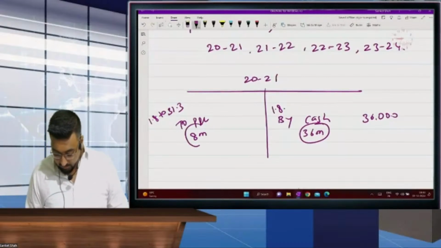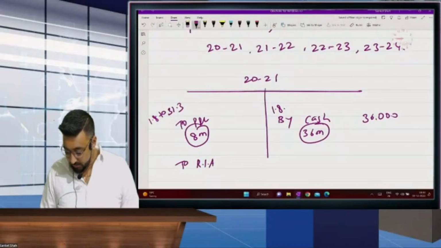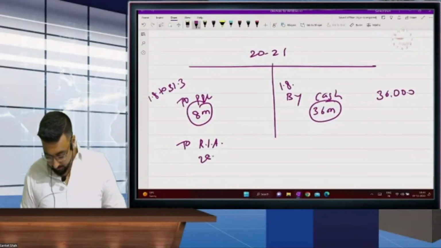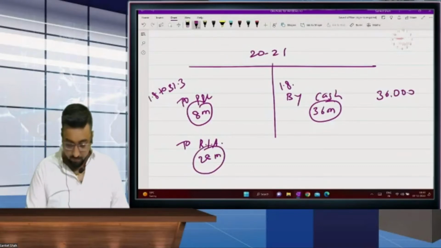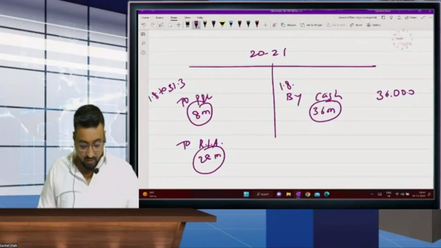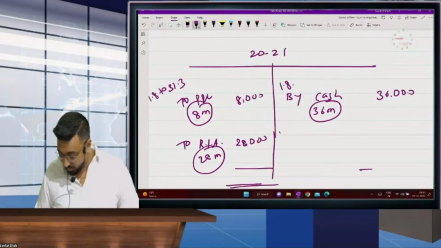Eight months and 2 received in advance. 36 minus 8, 28 months. So 36,000 divided by 36 into 1,000 रुपया into 8 months. तो ये 8,000 आएगा. 1,000 per month है. 28,000. First year over.